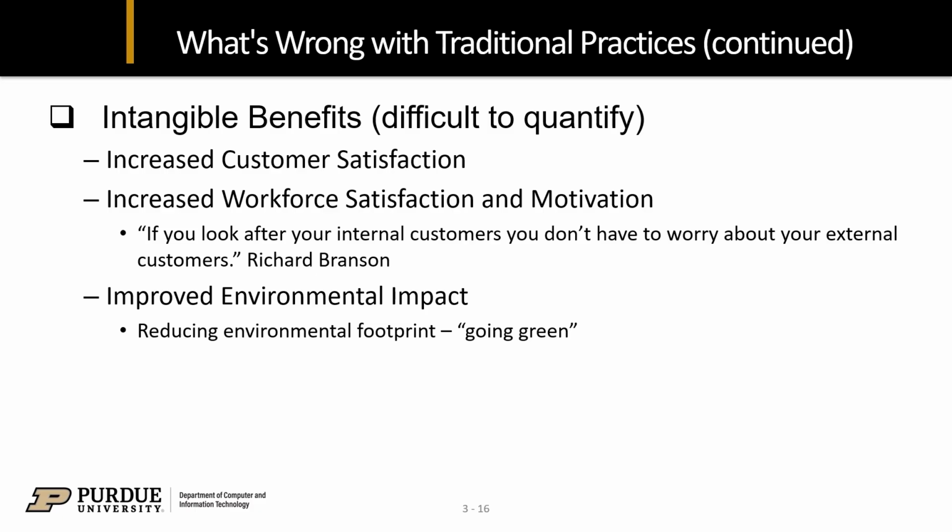And continuing with what's wrong with traditional practice, some other things we can look at are intangible benefits, the things that are hard to quantify. And in my experience doing quality and process improvement from some of my leaders, if you couldn't quantify something, then they didn't want to see it. They didn't want to have to consider it. But we know that these intangible benefits can have a big impact. And a couple of the main ones is increased customer satisfaction, which can either lead to more sales or less sales, and increased workforce satisfaction and motivation.